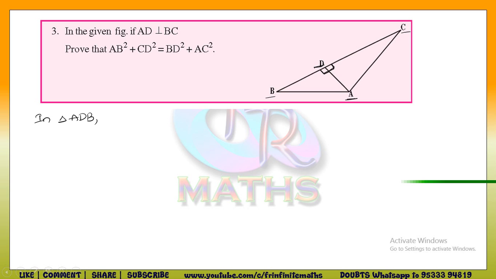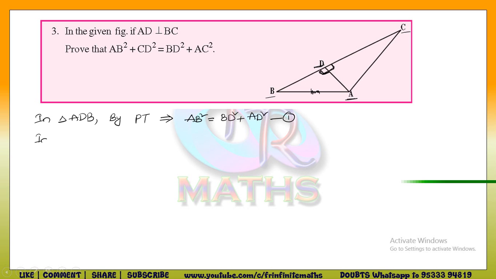The left side triangle, if I consider by Pythagoras theorem. So when I apply Pythagoras theorem, what I can say, since this is right angle, then this is my hypotenuse. Clearly what I can say then, AB square is equal to BD square plus AD square. So let this be equation number 1.